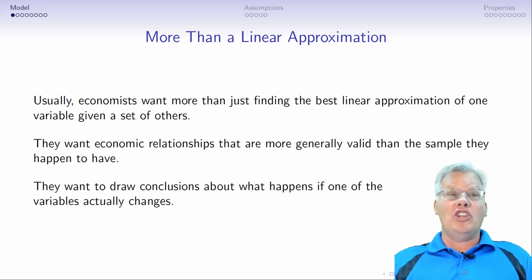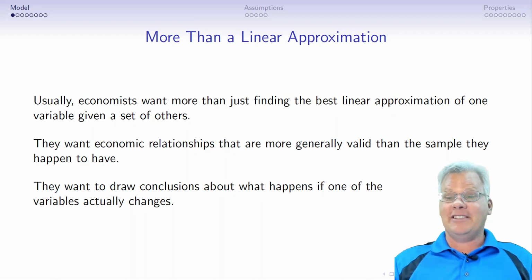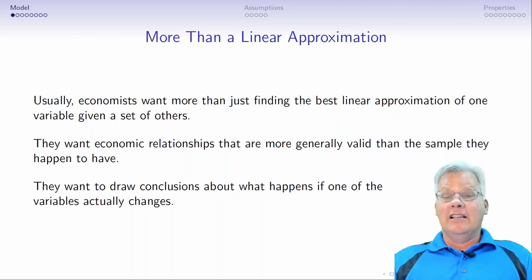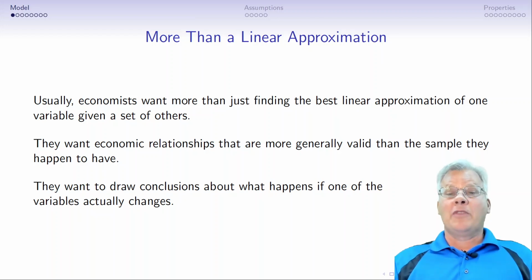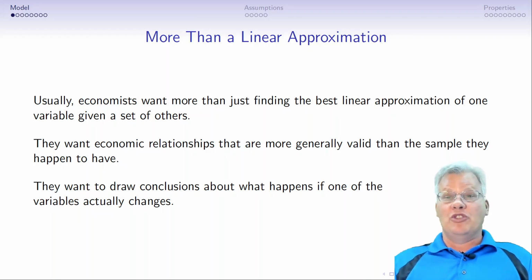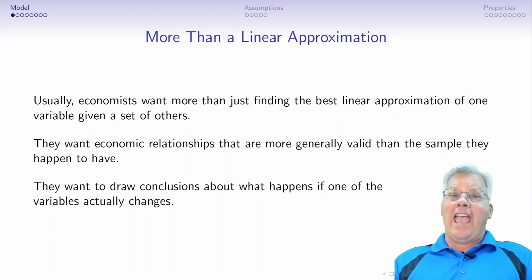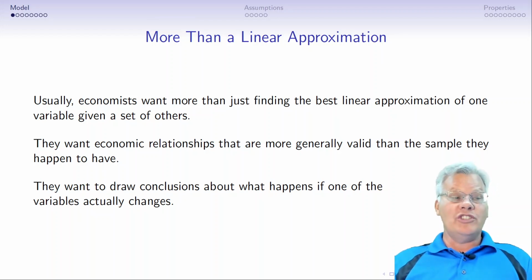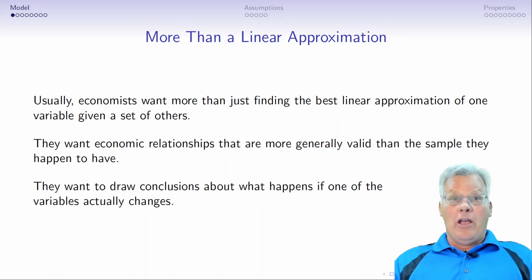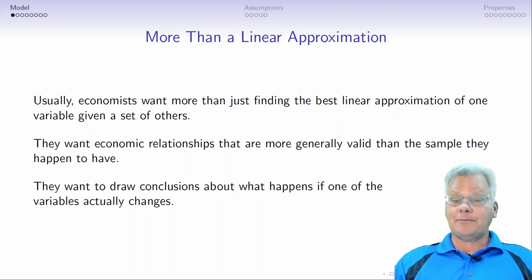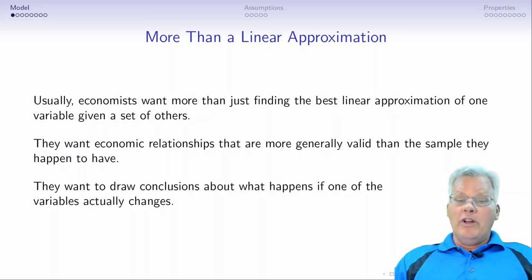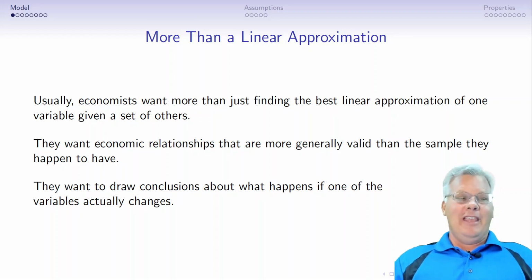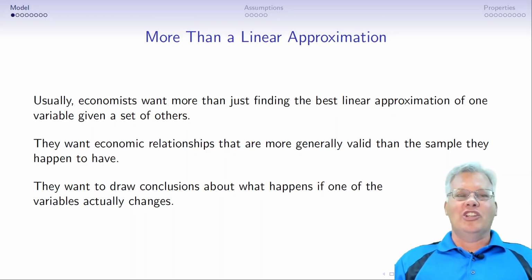Economists usually want to use their OLS estimates to make some sort of prediction, to see whether relationships are significant, whether our explanatory variable can adequately explain the dependent variable, or if it can be used to forecast values that might come about in the future. So they want to draw conclusions if one of the variables actually changes.